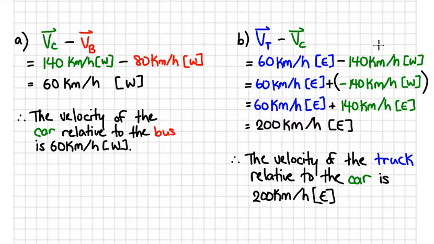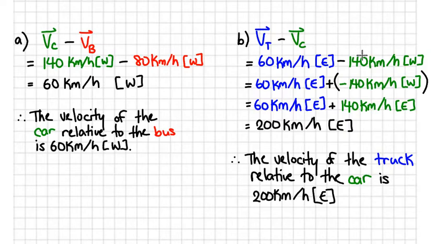Already you see a little bit of a problem. The 60 minus the 140, you're going to get negative 80. That doesn't even make sense. What is negative 80 kilometers per hour? And if you have east and west, how do we combine those? Those are different directions. So what you might want to do is see if you can switch one of them to the same direction as the other, and then you can combine both of the components together.